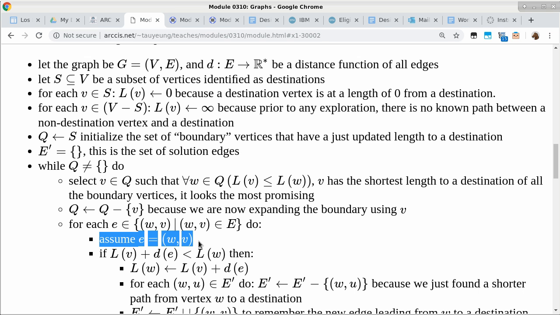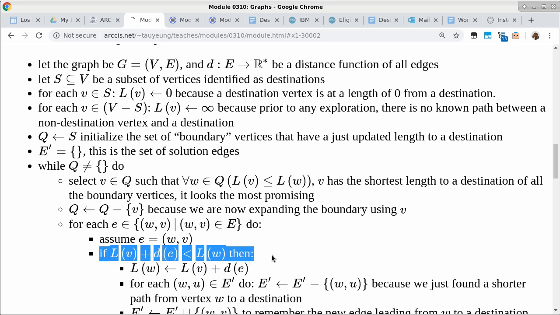And what are we talking about here? What is the next statement? It is a conditional statement. And what do you think this condition is trying to do? I'm even using the colon as in the Python syntax. But what is this condition trying to say? If L of V plus D of E is less than L of W, then do the following. What is the significance of L of V plus D of E being less than L of W?